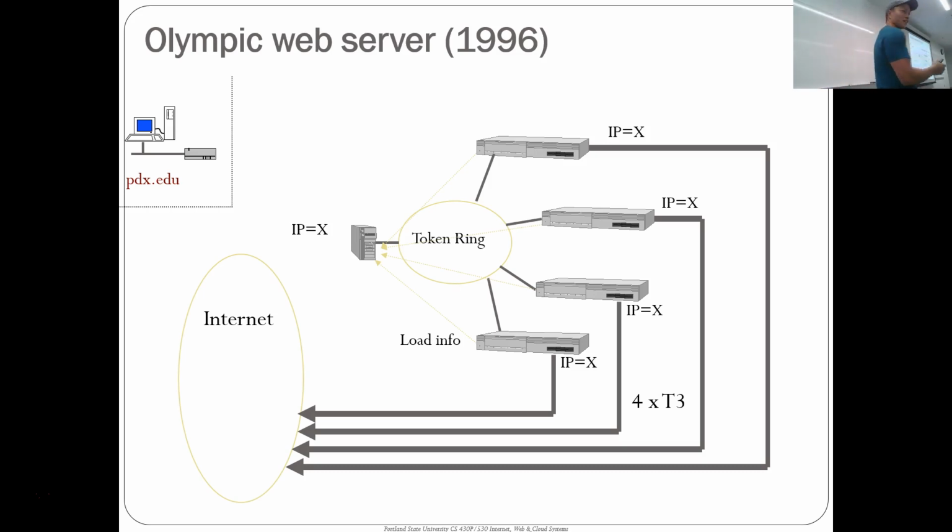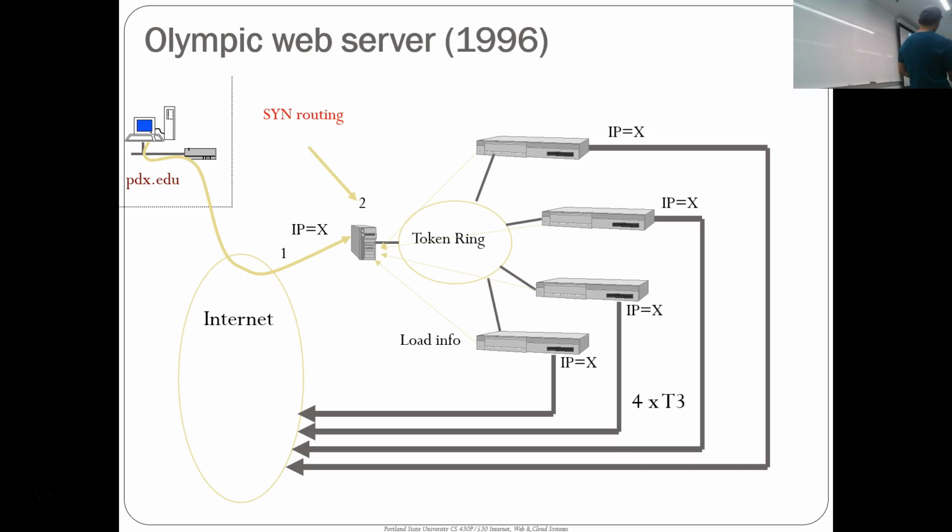Everyone's going to go to the Olympic website to get all the results. And so this is what they built. They had a server farm here, and then they had a front-end connection, and the website IP address is just X all around. And so what they built is they had everyone hit this front end, and when this front end got a request, it would take this request and simply route it.